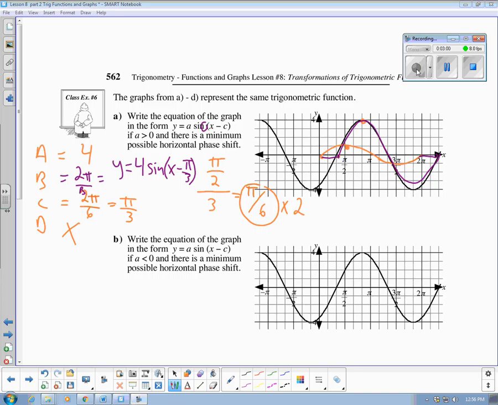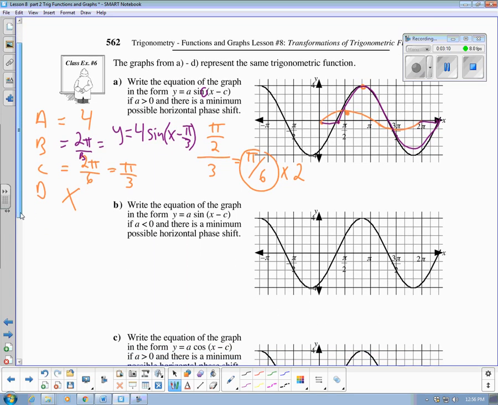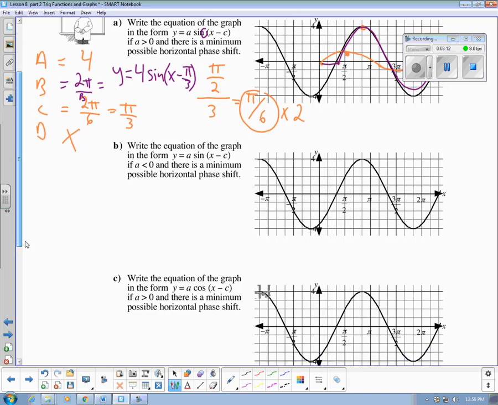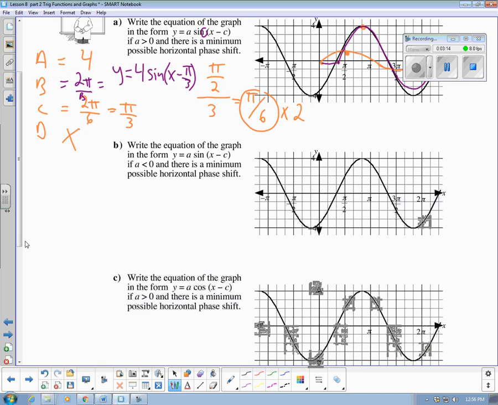So I've got the answer as 4 times sine x minus pi over 3. Now I'd like to do the setup for the next one. The setup for the next one is the same graph. It's the exact same graph, but guess what A is? A is less than 0. So if A is less than 0, that means it's negative, and a sine graph that's negative should have done this.